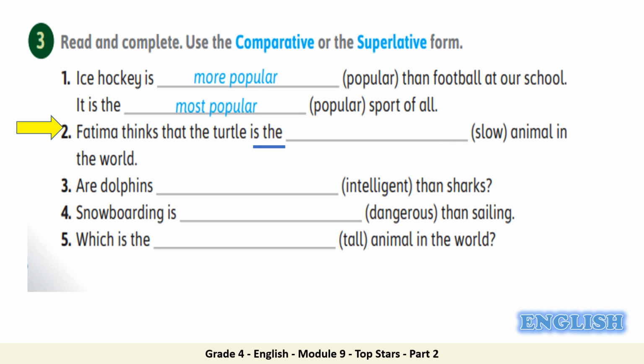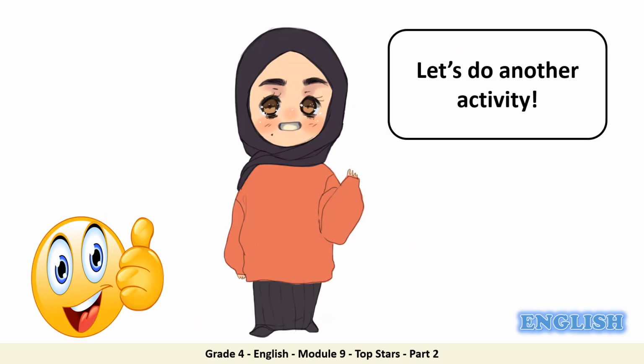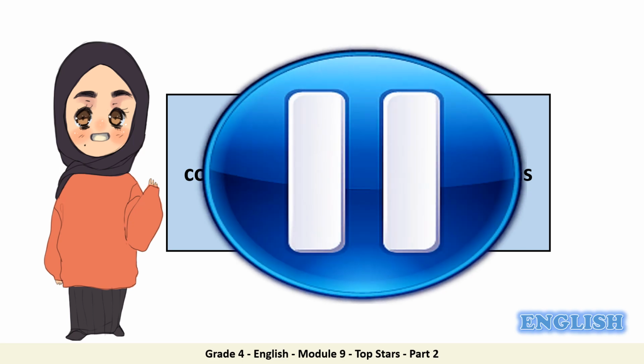Welcome back. Let's check your answers together. 2. Fatima thinks the turtle is the slowest animal in the world. 3. Are dolphins more intelligent than sharks? I will keep 4 and 5 for you as homework. Let's do another activity. Write 3 sentences using the comparative and the superlative forms of adjectives. I want you to pause this video and think about this activity.